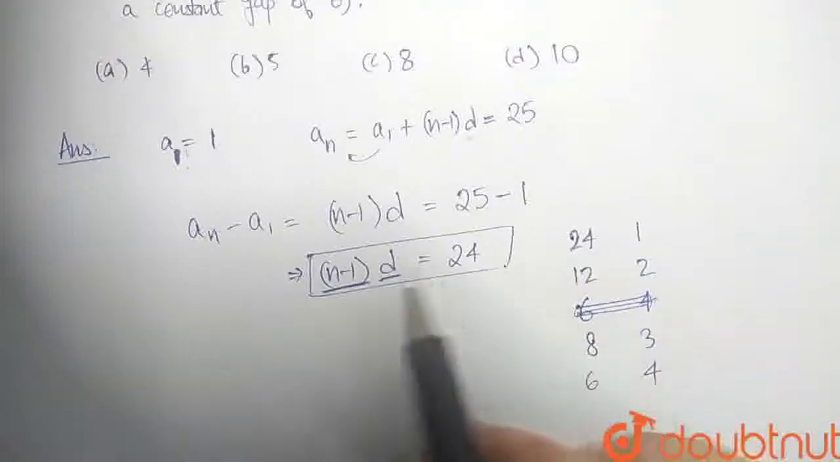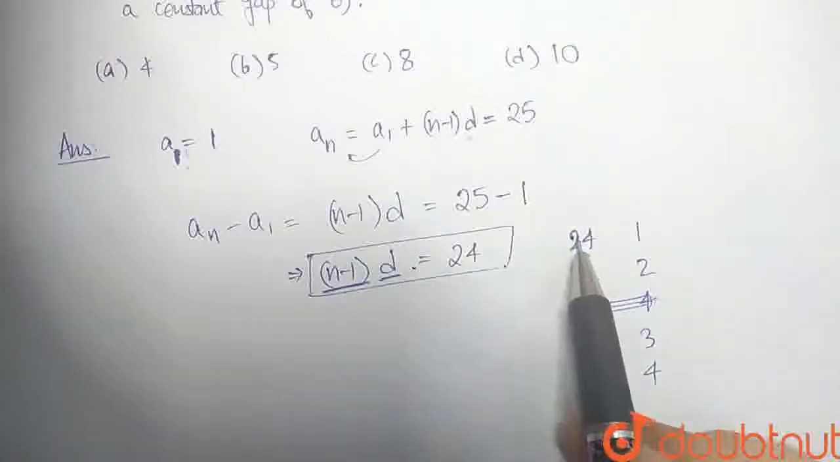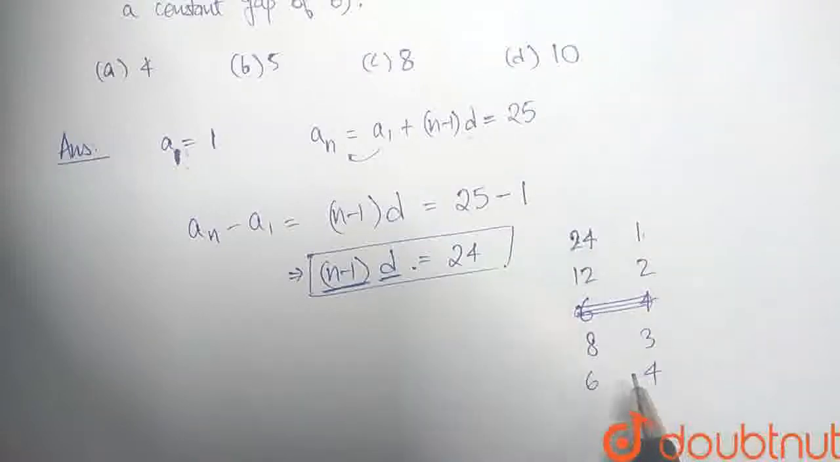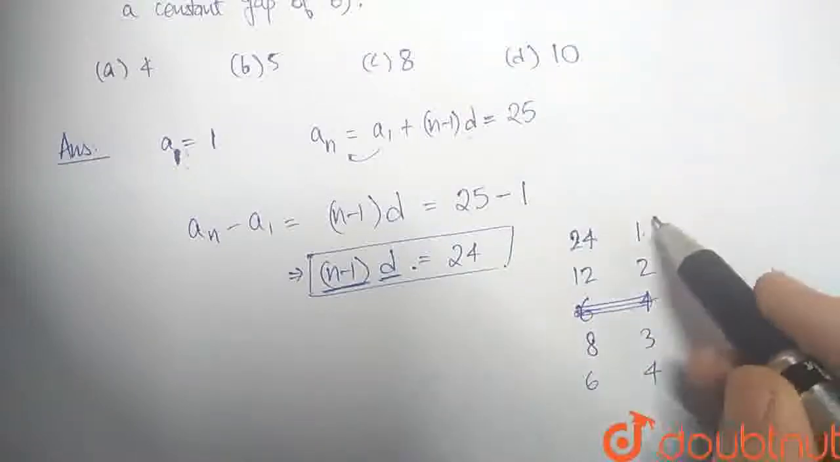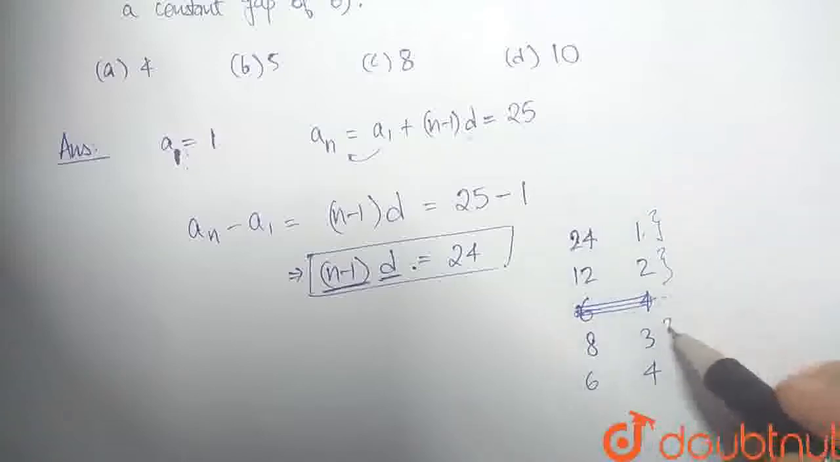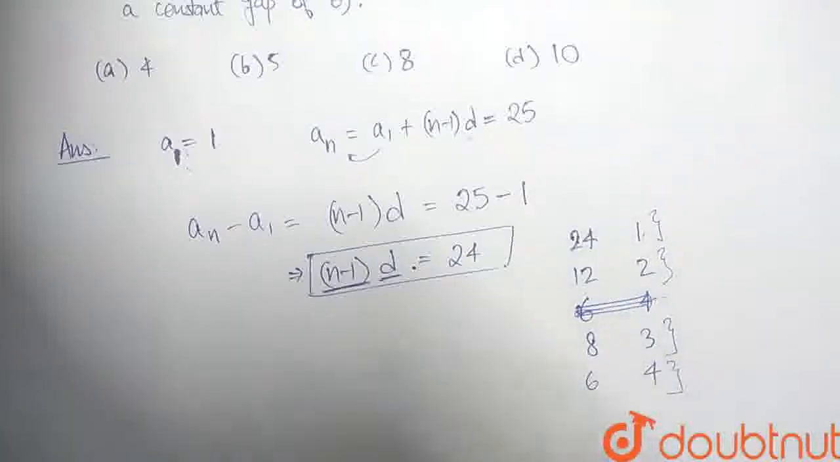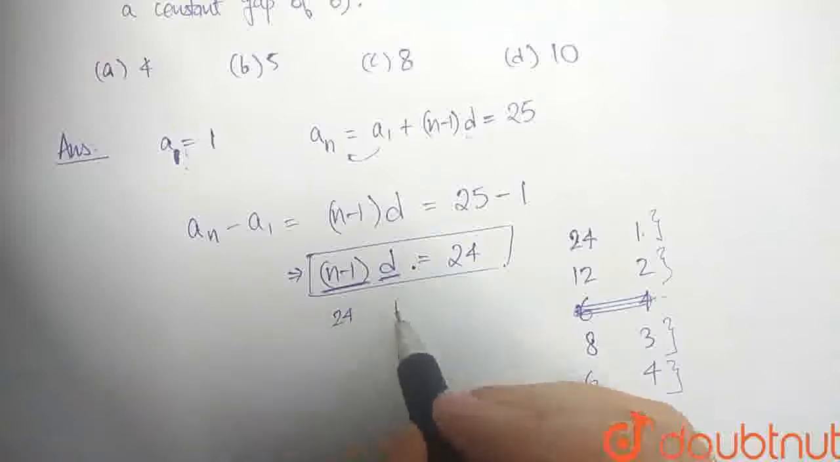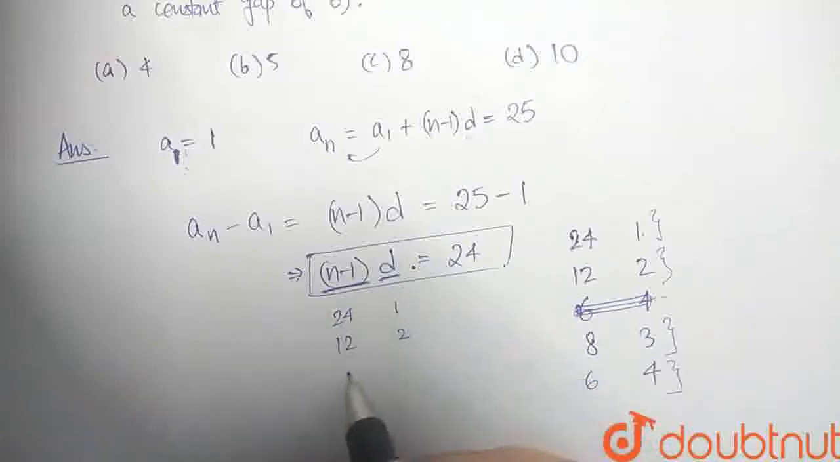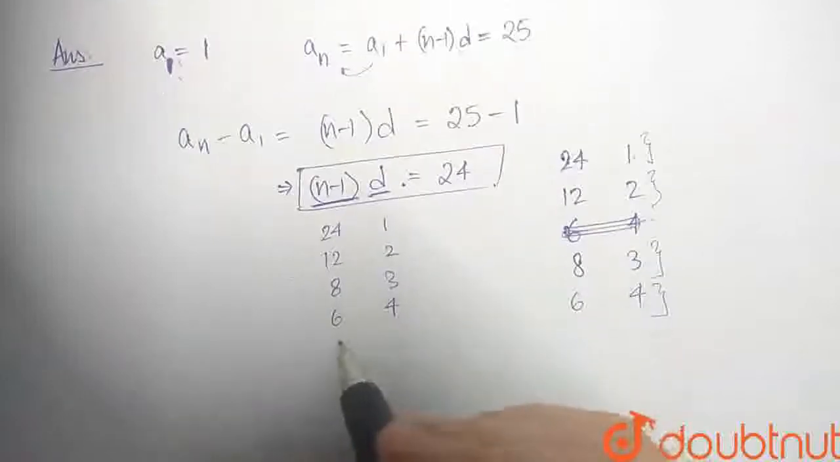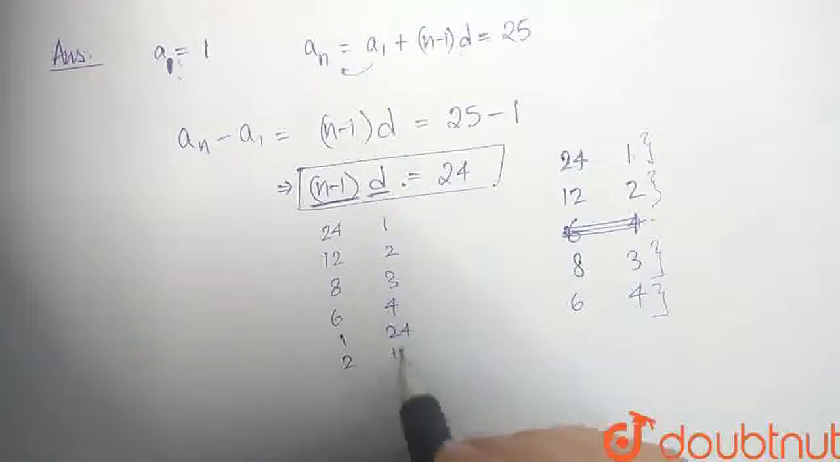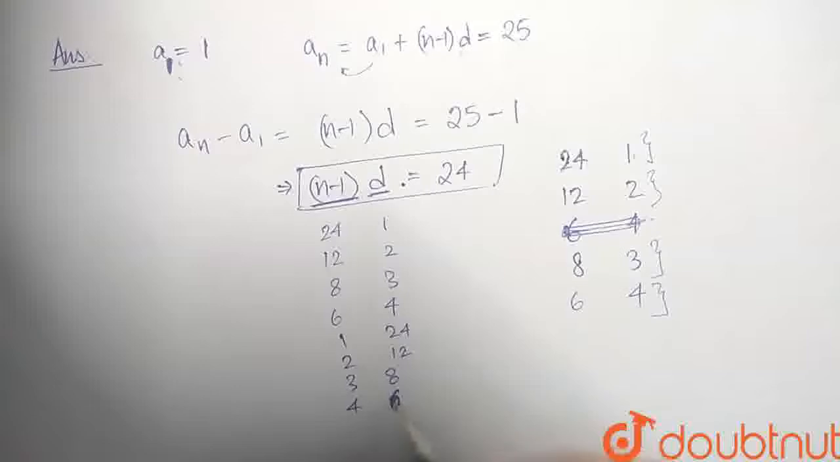Now I can replace n minus 1 and D with any one of these combinations. I can have 24 and 1, 12 and 2, 8 and 3, 6 and 4, or the other way around, which means 1 and 24, 2 and 12, 3 and 8, or 4 and 6. So in total I have 8 possible sets.